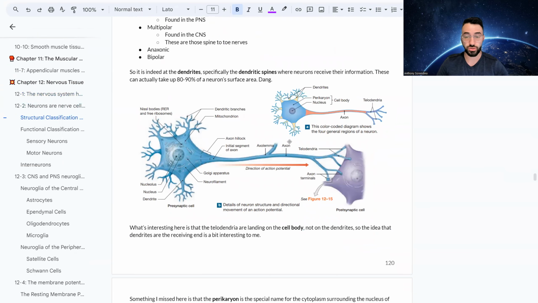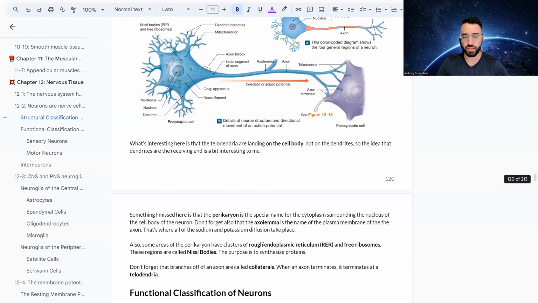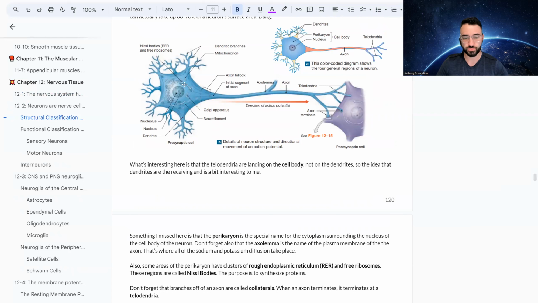Right here. So this whole thing is the neuron. You can see the image here. We have the axon, which is this long arm here. We have the cell body with the nucleus. The nucleus is surrounded by something called a perikaryon, and that's a special name for the cytoplasm surrounding the nucleus. All right. The axolemma is the name of the plasma membrane itself. So the neuron has a special name, and it's specifically of, I believe, the axon itself. If you have something that branches off kind of in the middle of the axon here, it's called a collateral.